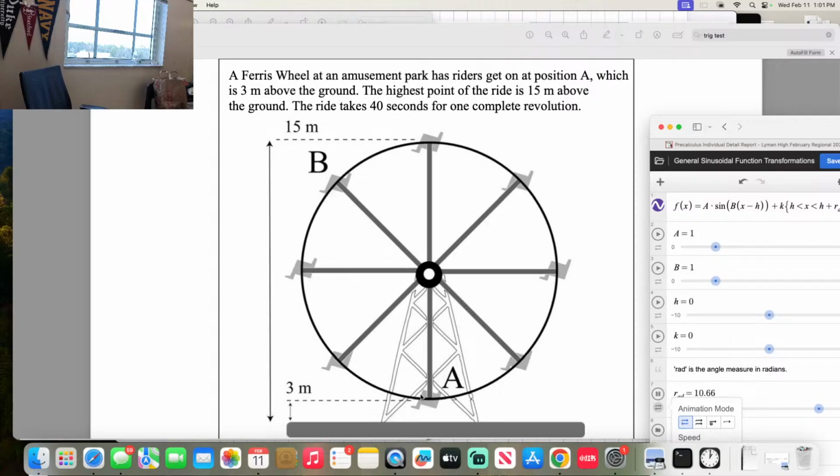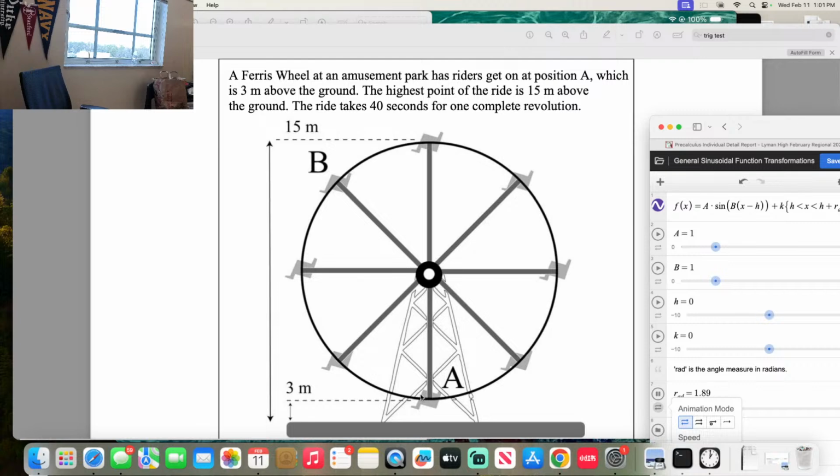Wait, hear me out. That is the only way to make sense. I refuse to believe that. I don't know. Tried 6, alright. Tried 9. Not only that, you have to take into account the 40 seconds per revolution.